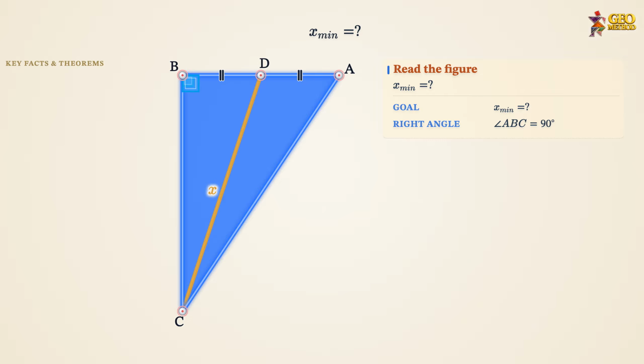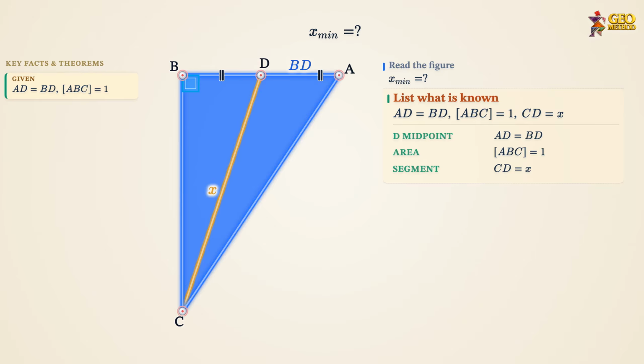Look at the blue right triangle ABC with its right angle at corner B. A point D sits on the horizontal side AB, and the slanted segment from C to D has length x. We want the smallest value x can ever take.